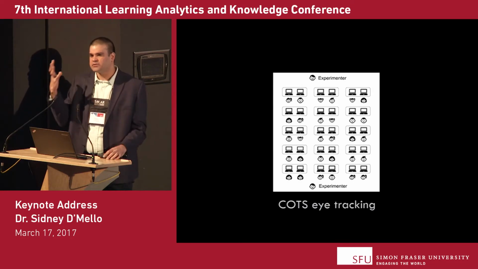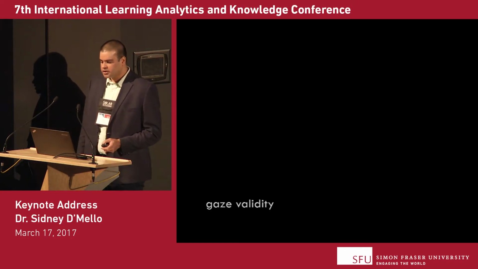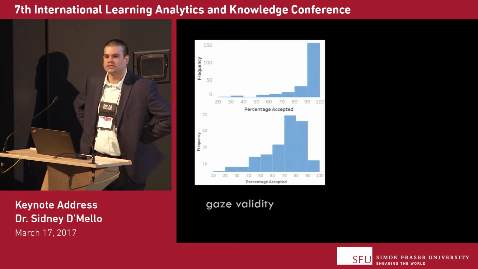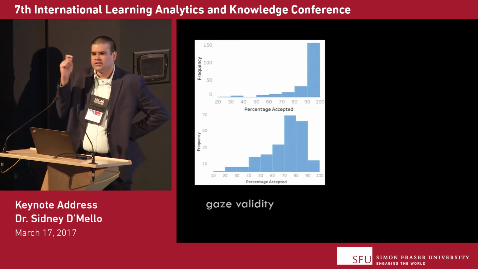So I would say about 5% of the students had real eye tracking problems. It wouldn't calibrate or something. So here are some examples. Here's some data. On the top, use the top histogram. These are session level validity scores. The eye tracker gives validity. That just means, did it get a sample?